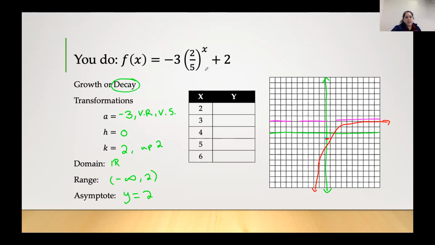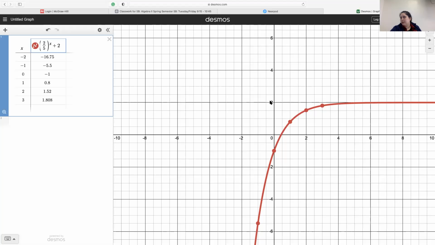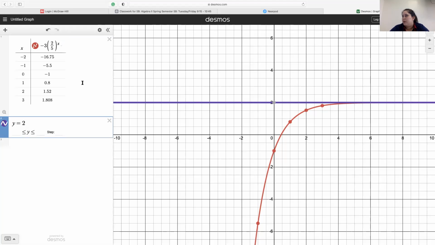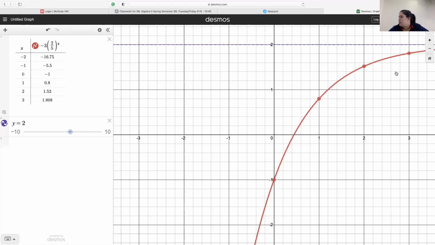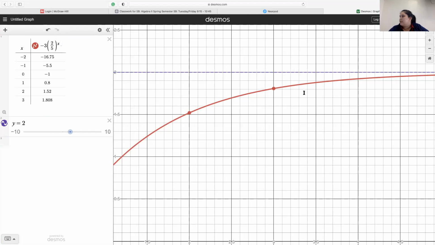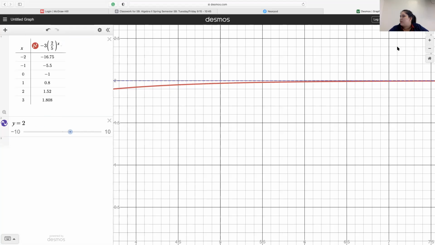I will go ahead and share it in from Desmos. So here's what our graph looks like. Mine looks not as nice, obviously. If I wanted to, I can draw my asymptote y equals 2. And we're gonna make this a dashed line. And I'm gonna zoom in actually so you can see the asymptote, and you can see it's getting close to it, but it's never gonna actually touch it.